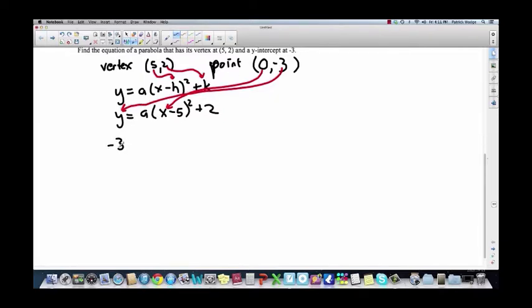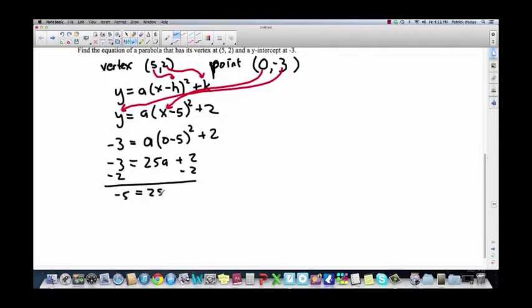So we'll have negative 3 equals, sorry, it's a. I was writing an a. A times (0 minus 5) squared plus 2, and we solve that. Negative 3 equals 0 take away 5 is negative 5. Negative 5 squared is 25, so we have 25a plus 2. Take away 2, negative 5 equals 25a, divide by 25, divide by 25. You end up with a equals negative 5 over 25. Why don't we put it in lowest terms? Negative 1 over 5, right, is our a value.